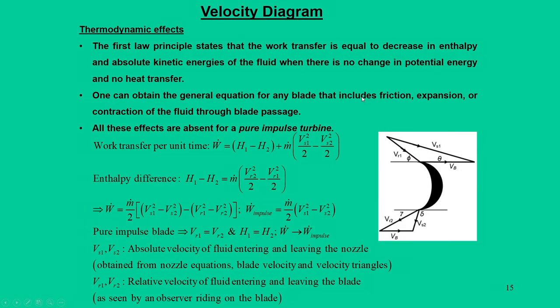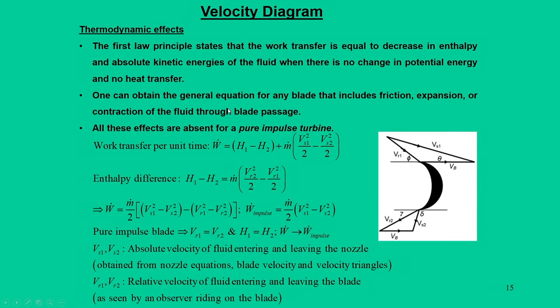Now, let us understand the velocity diagram from a different perspective, in terms of thermodynamic effects. So far, using the rotodynamic principle or velocity diagrams, we have emphasized how much work we are going to get. But the other side is that when the steam comes, it comes with certain energy associated with it, because it is superheated steam. It has a very high value of enthalpy. Now, how do we correlate that enthalpy with the rotation of the blade?